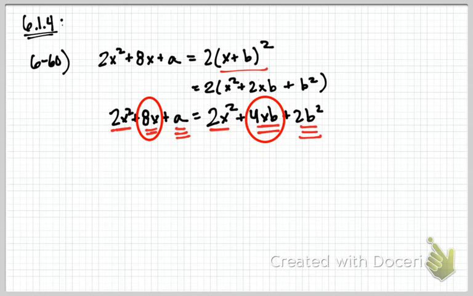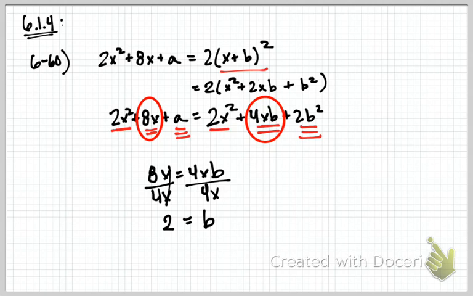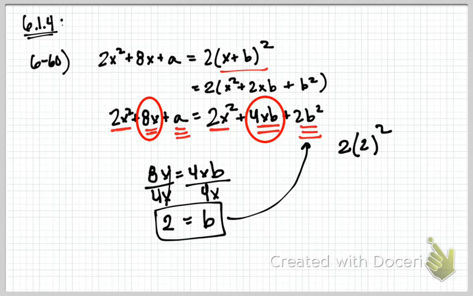What we can do here is take these two together and set them equal to each other. 8x equals 4x times b. We can divide each side by 4x, and we end up getting b is equal to 2. The x's cancel. Perfect. So that gives us b equals 2. Then we can find a by plugging b in here. We get 2 times 2 squared, and 2 times 2 squared is 2 times 4, which is 8.